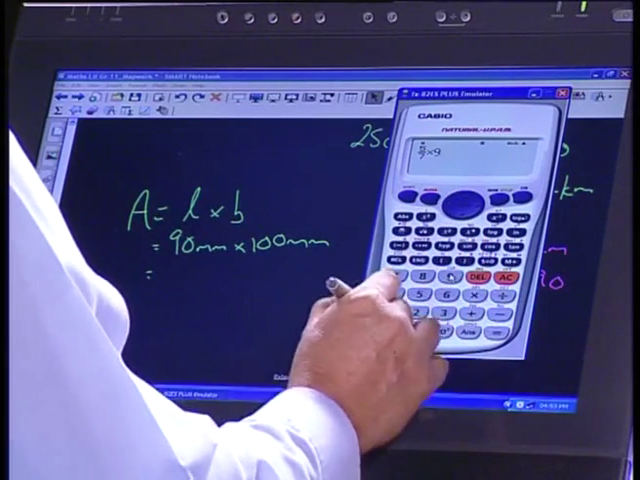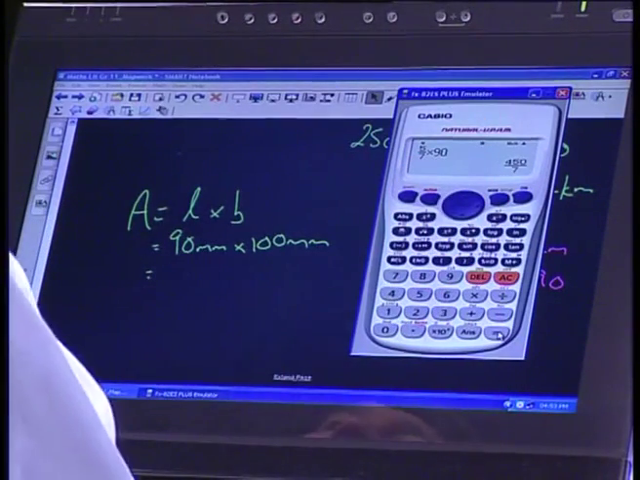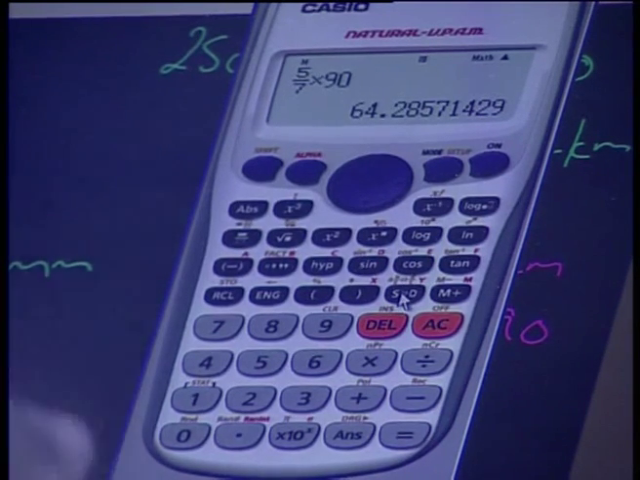5/7 multiplied by 90 equals 450/7. Now, do we leave it as 450/7, or do we change it to a decimal? The decimal is 64.28571429. Now, again, it depends how strict your teacher is.